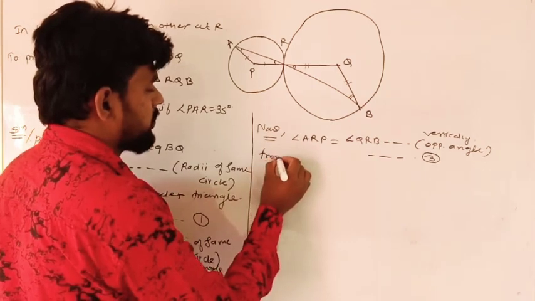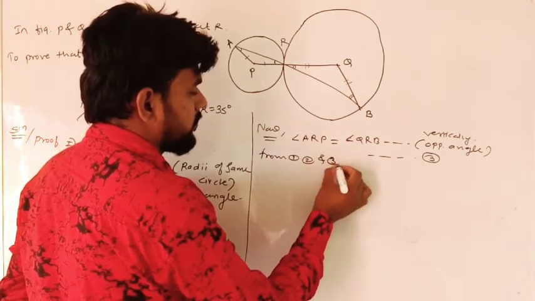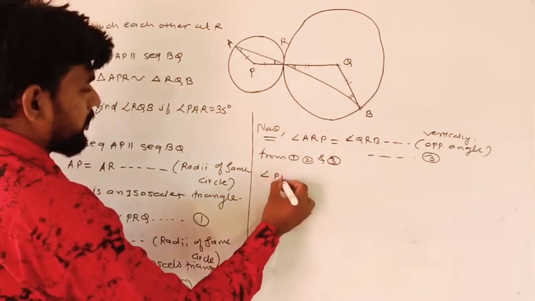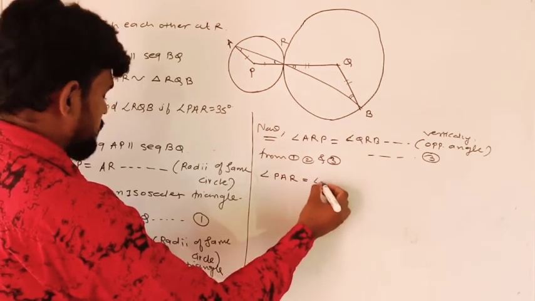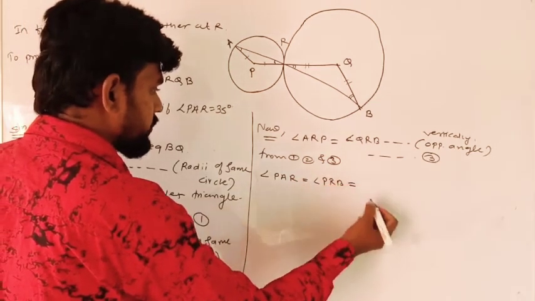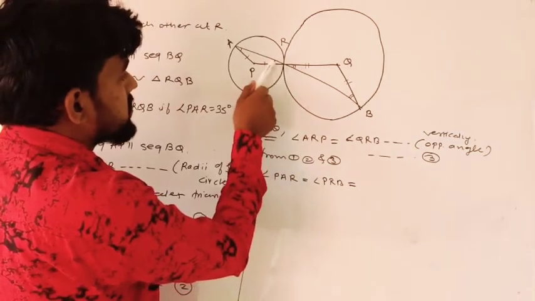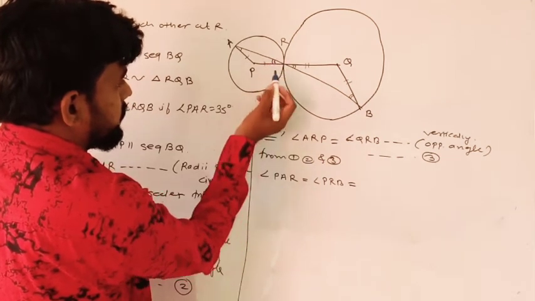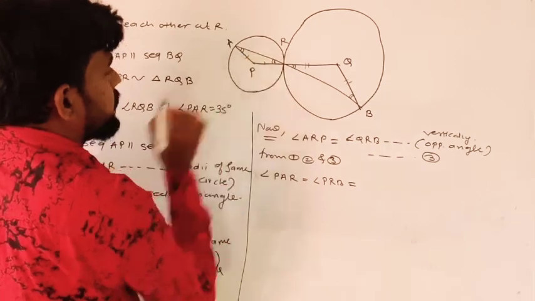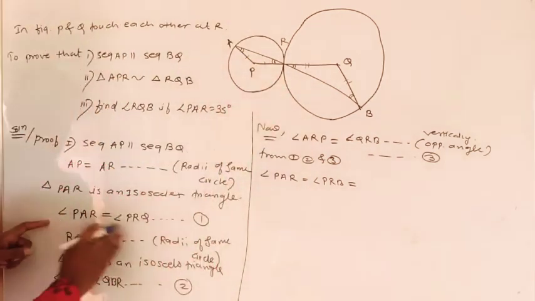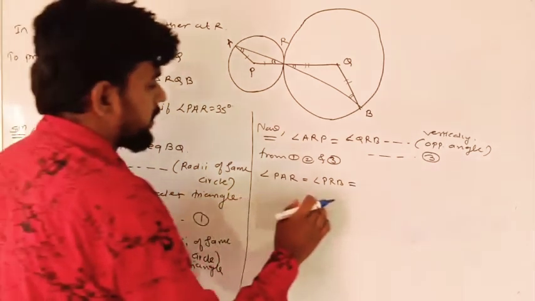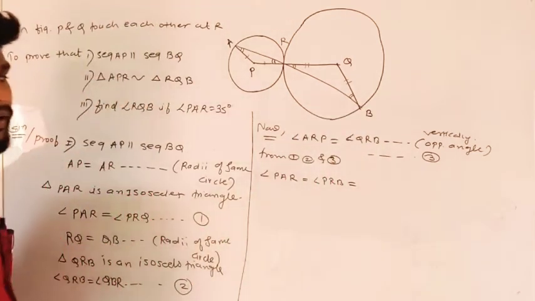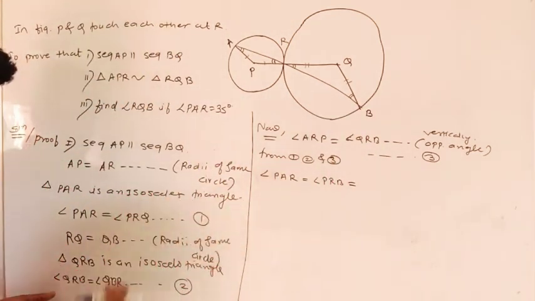Now from 1, 2 and 3, we have to write here angle PAR is equal to angle PRB. If this angle is equal to this angle, then we can say that this angle will be equal to this angle, because we have already done it here: angle PAR is equal to PRQ. That's why we can write here angle A is equal to angle R is equal to angle B. We can write it easily.